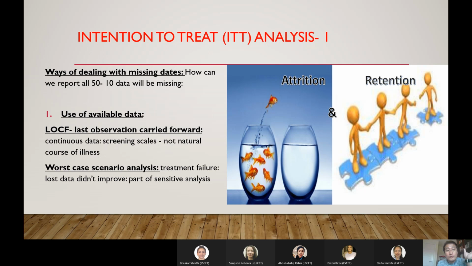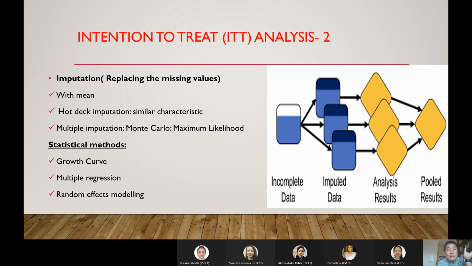Worst case scenario is treatment failure. They take into account the people who have failed the treatment. If they have mentioned treatment failure, it is worst case scenario analysis. Mean imputation is, for example, there are 50 people who entered, 10 dropped out. But in order to replace the 10, they might use a different method to fill up this missing blank. You don't need to go into depth, but if they mention multiple imputation, that is Monte Carlo.